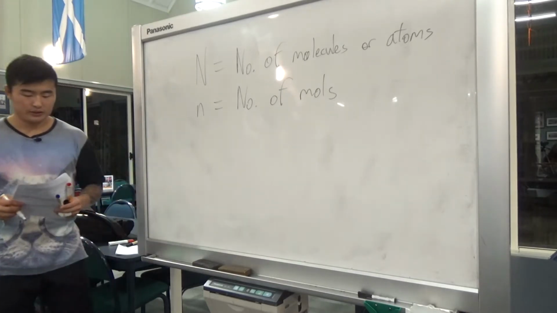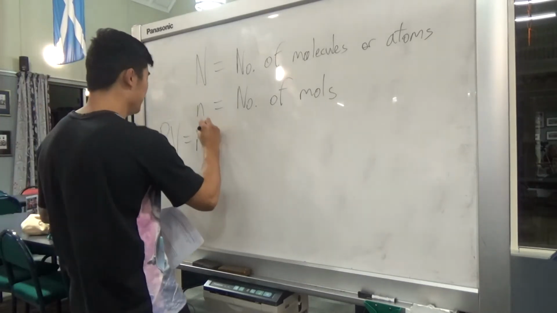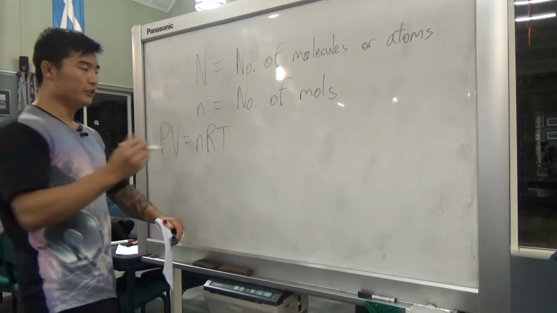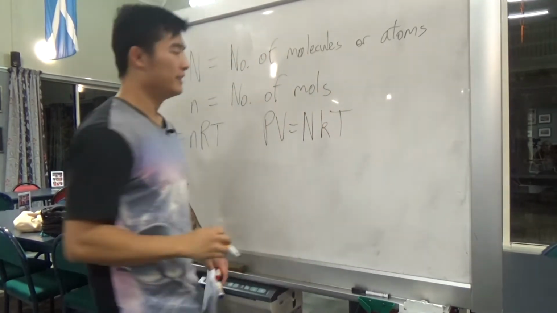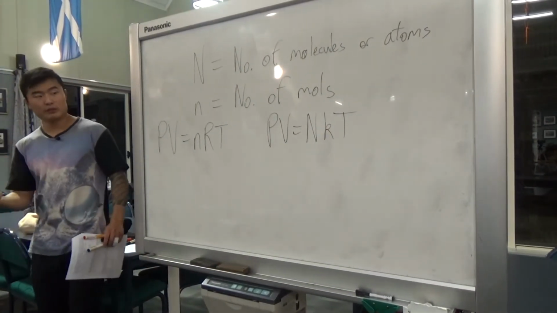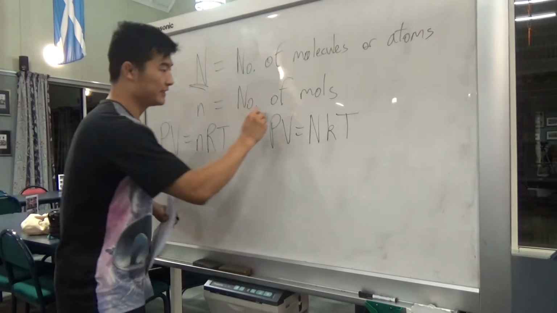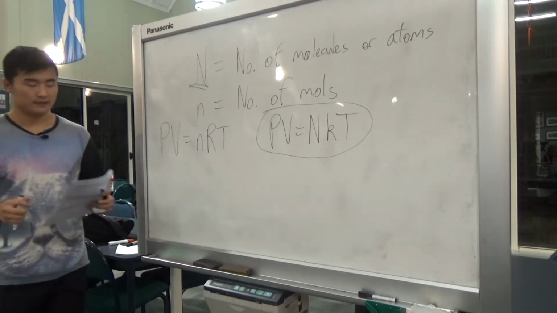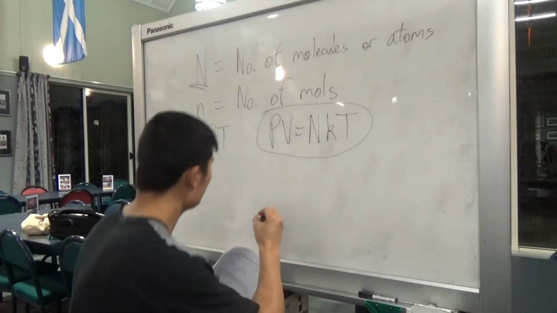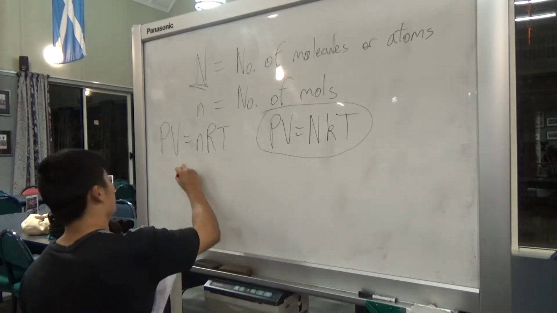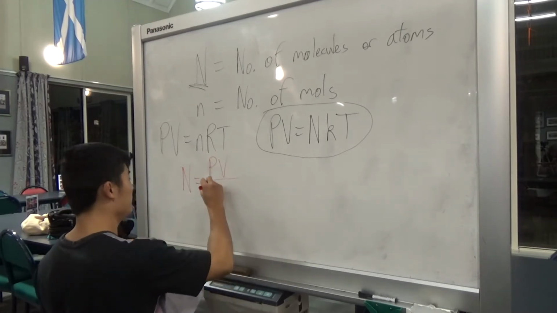So you'll have two equations here. You have PV is equal to little n times R times T, and you also have PV is equal to big N times K times T. Here we want the number of molecules, so that's going to be big N. So we're going to use this equation here, and rearrange it for big N. Big N is equal to PV, pressure times volume, over K times T.